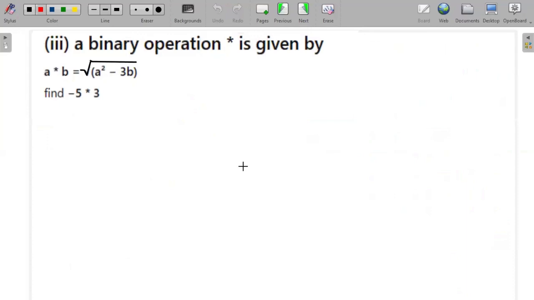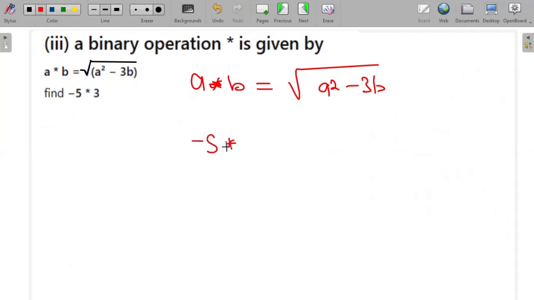Okay, so now let's look at the next question. They're saying a binary operation star is defined by A star B is equal to the root of A squared minus 3B. The question is find minus 5 star 3. So minus 5 star 3 is equal to the root of, okay, this minus 5 is acting as the A, and then the B is the 3.